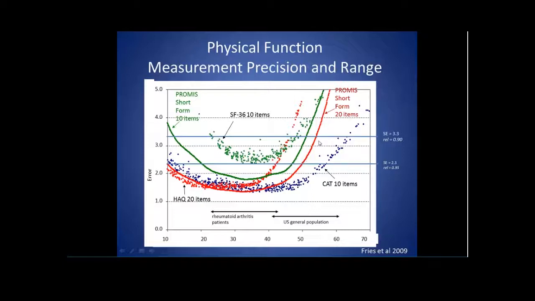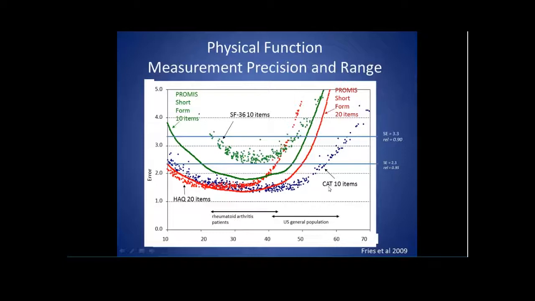If we look at a 20-item short form in red, we see it's a more precise measure. The error is lower, covering a little more of the range, but it still has its limits. And then in blue dots are the computer adaptive tests, and you can see it's covering the broadest range with the lowest level of error and with only 10 items.